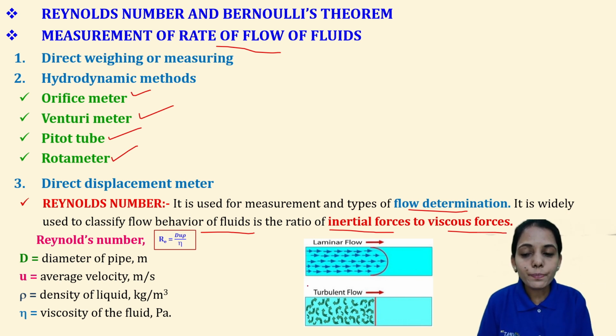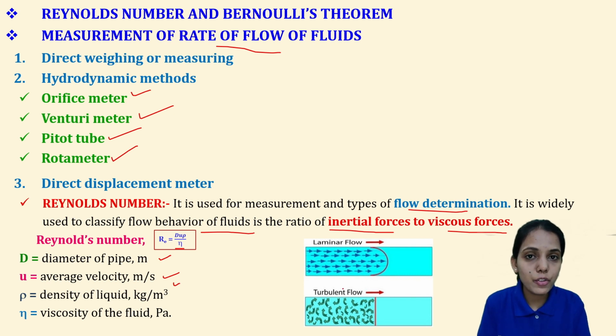So Reynolds number is equal to d u rho divided by eta. So it is inversely proportional to viscosity. Higher the viscosity, lesser will be the Reynolds number. And the rest of the parameters, diameter, average velocity, density of liquid, are directly proportional to Reynolds number. Sometimes they may ask the relation between the Reynolds number and the flow of fluid or the density. So remember, only viscosity is inversely proportional, rest of the parameters are directly proportional.